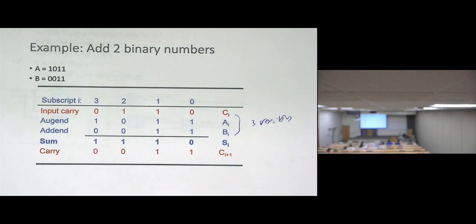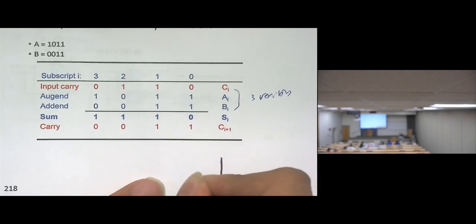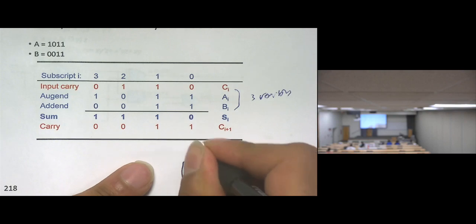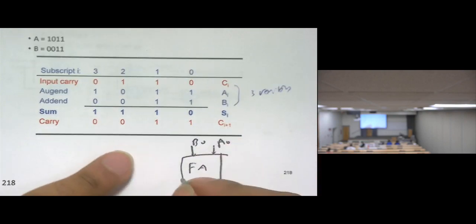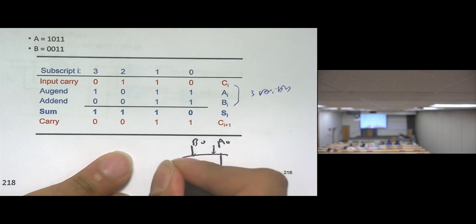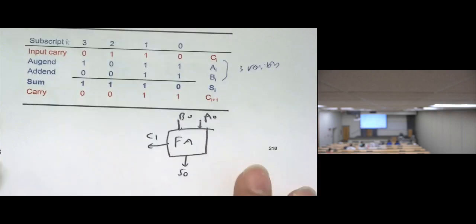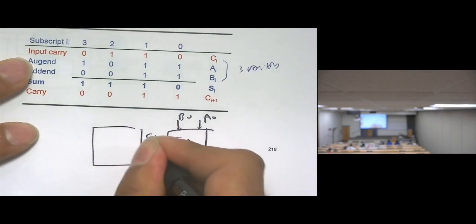How can we represent this with full adders? How will it be? So we can say this is a full adder. Here is B0. Here is A0. I'm going to add them. And the output will be the carry bit and the sum, S0. Now, how about the other bits? I'm going to make it like that.